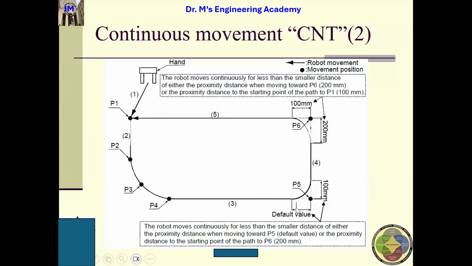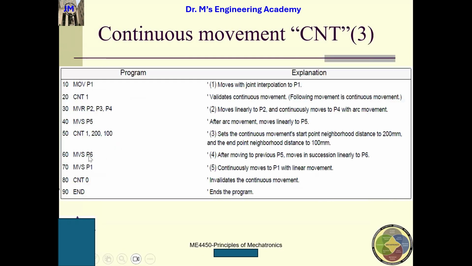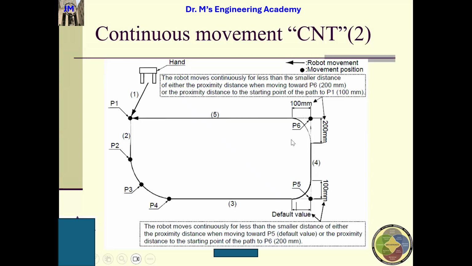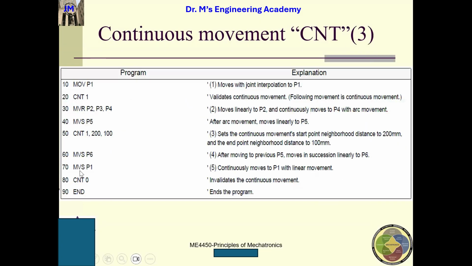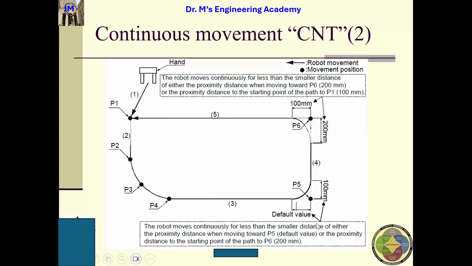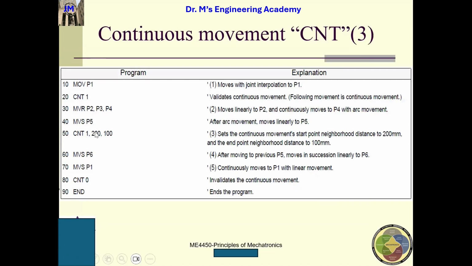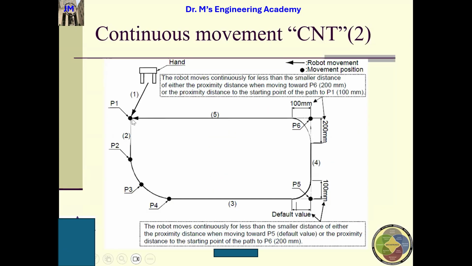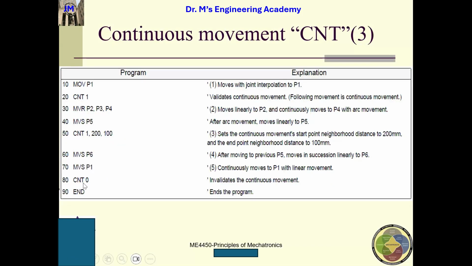This is default, okay. This is 100. So MVS P6 to P6 here, and also you need to have this MVS P1. So this is MVS P1 with 200 and 100. So this is the 200, and this is 100, starting and ending. And then after you come back to P1 with MVS P1, you can disable it.